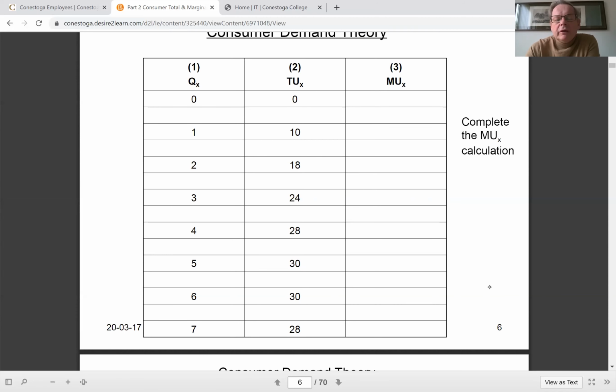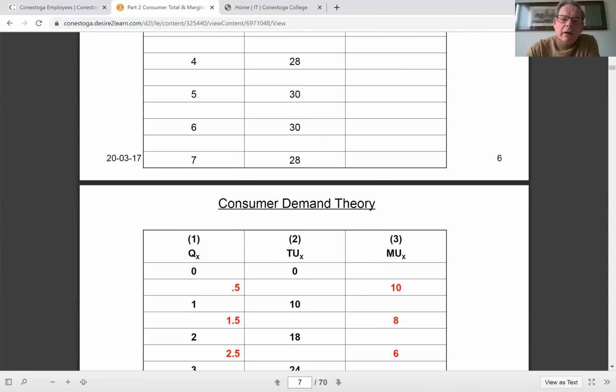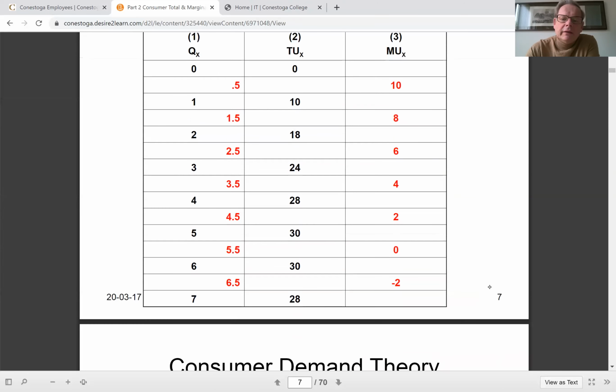So the marginal utility for this table can be seen on the next slide, where you see 10, which would be 10 minus 0 divided by 1 minus 0, which is 10. 8, which would be 18 less 10 divided by 2 less 1, which is 1, and 8 divided by 1 would give you 8. And you do that for all the other ones, and these are the marginal utilities here.